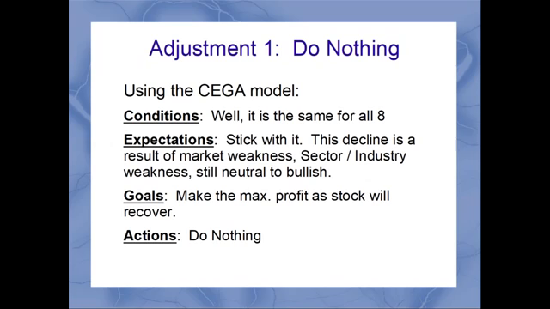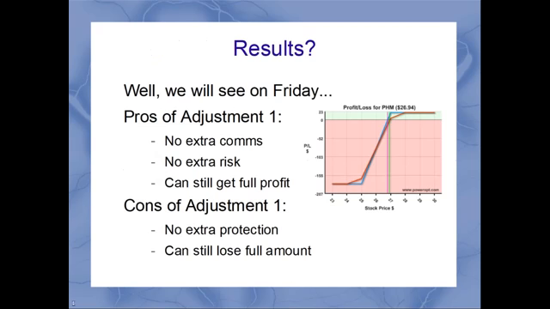This decline was more the result of market weakness, sector or industry weakness, but you still feel your stock is bullish, managed well, and still has positive aspects to it besides whatever happened outside in the market. Your goals, still make the max profit, or hopefully it recovers so you can make 50% of your expected max profit, as the stock will recover. Your actions, do nothing. All right, so the results, well, we'll see on Friday. As I mentioned, PHM right now is bouncing between $26.90, $26.80, $27 with the market.